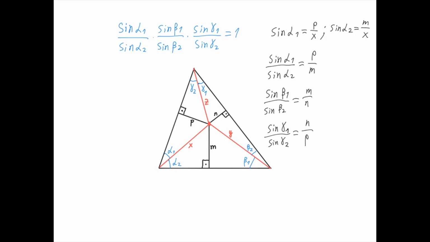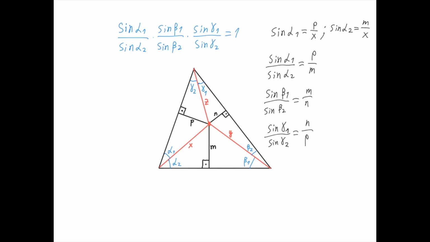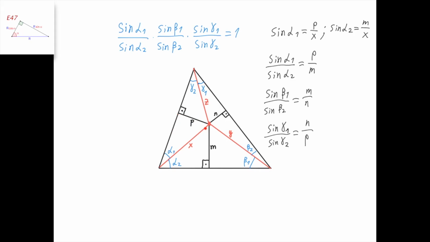This solution works when all the angles in the triangle are acute, and when this point is inside of the triangle. Suppose that this distance is x, this is y, this is z, and we draw perpendiculars from this point to the three sides of the triangle, and their lengths are n, m, and p respectively. Consider this right-angled triangle. Sine of alpha 1 is p divided by x. Similarly, sine of alpha 2 from this right-angled triangle is m divided by x.